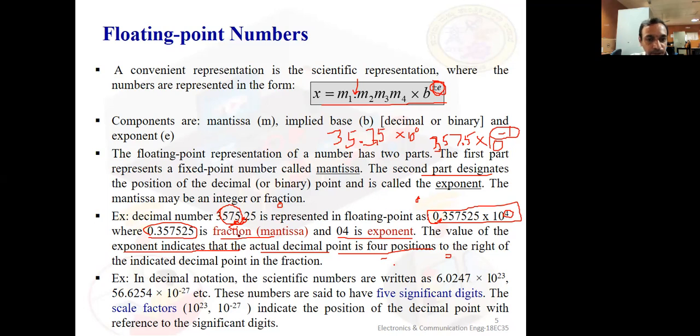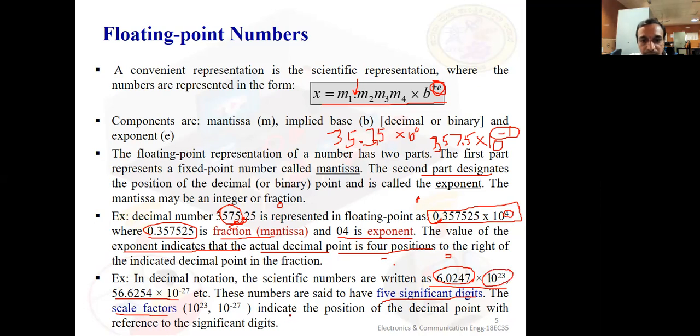Okay. And this is also known as the scale factor. And we also look at what are known as significant digits. For example, this is a scientific number, what you studied in physics or elsewhere, maybe a large number or a very small number like Planck's constant. These numbers are said to have significant digits, that is, how many digits are there. And these are the scale factors.